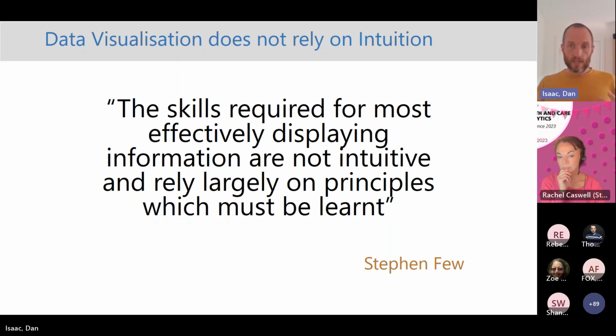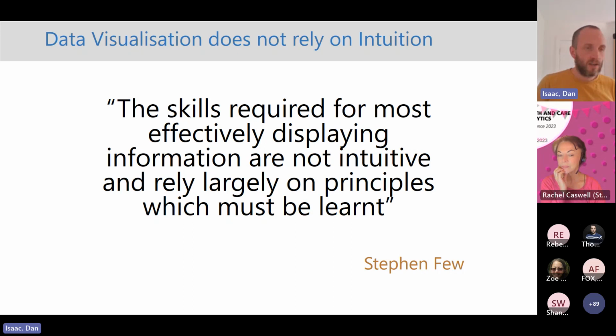During this session, I'm literally just going to run through a handful of the key principles that I can get away with sharing with you in the next half an hour or so. And I just wanted to note this quote from Stephen Few, that the skills required for most effectively displaying information are not intuitive and rely largely on principles which must be learned. I like to share this quote because it's what I'm all about.